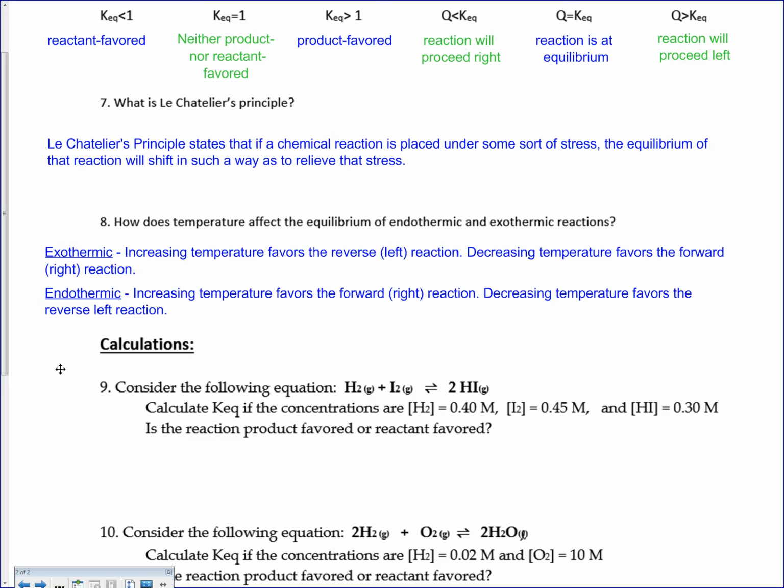All right, if you make the temperature cooler, if you decrease it, the equilibrium is going to respond by trying to increase the temperature, increase the heat, and so if it's exothermic, it's going to go to the right. Endothermic is exactly the opposite of that.